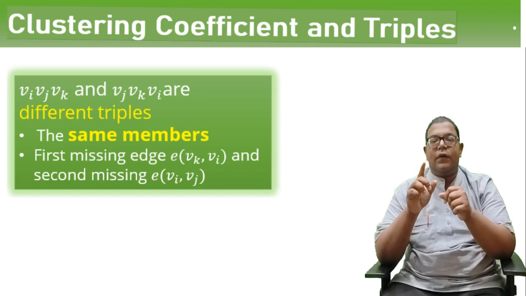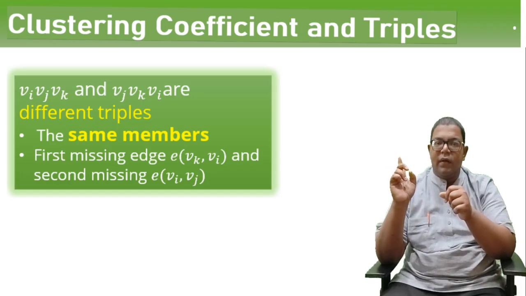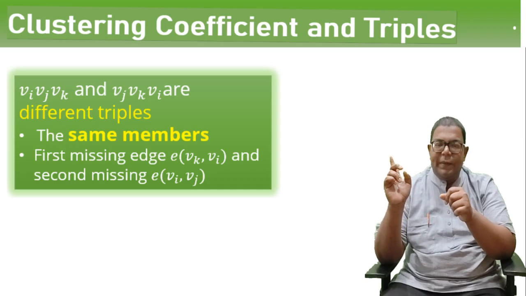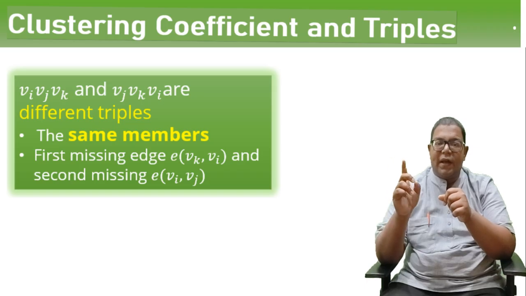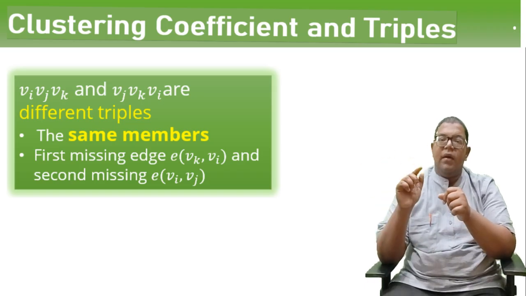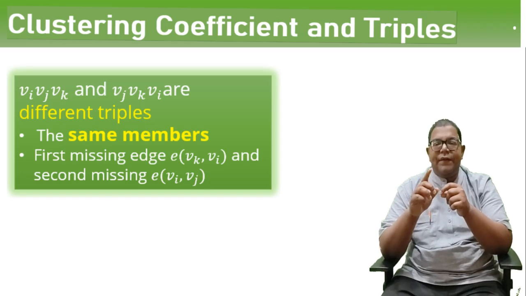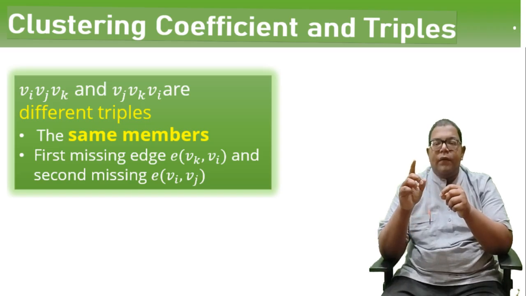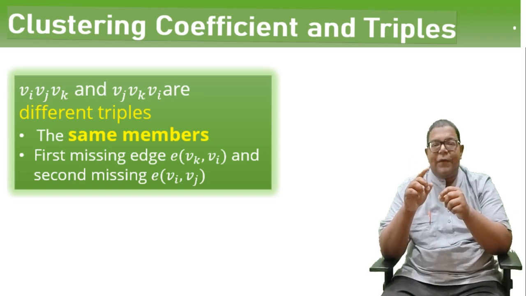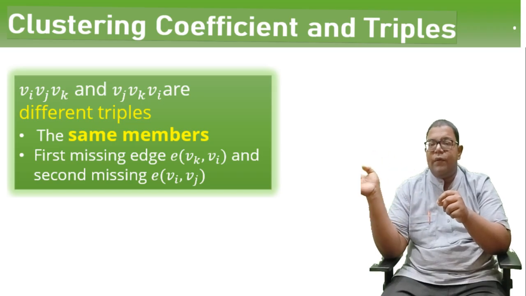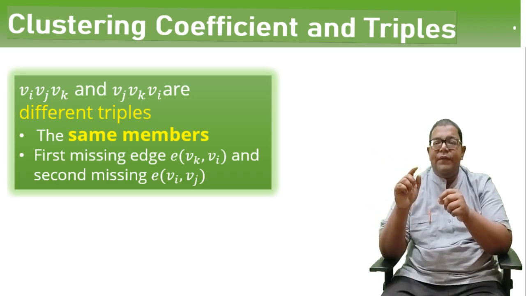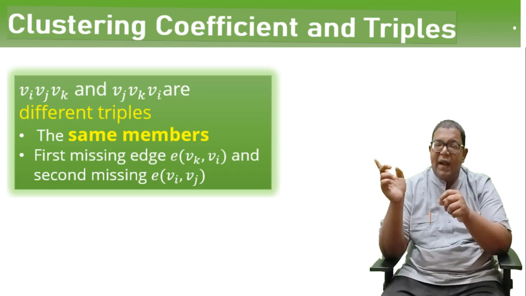Understand this. So here we have an example in the box. We have two triples here. They are Vi, Vj, Vk and Vj, Vk, Vi. Here these two triples are said to be different triples but they have same nodes. So let us see why they are called as different triples. If you look at the first triple, Vi, Vj, Vk, this has the edges from Vi to Vj and then Vj to Vk.